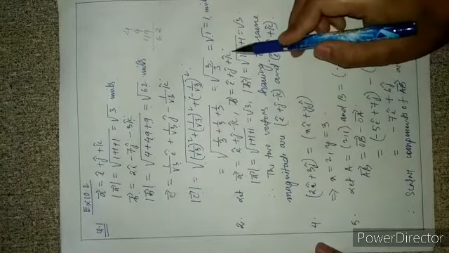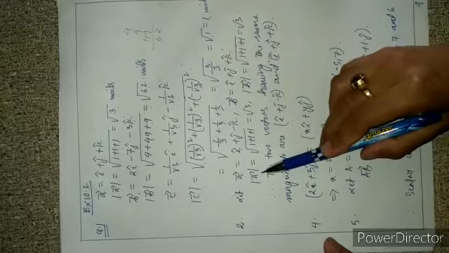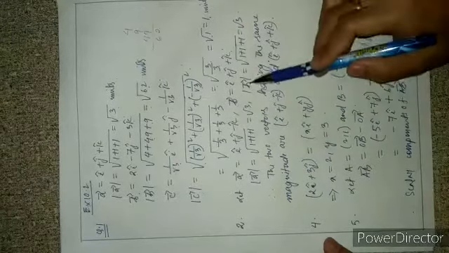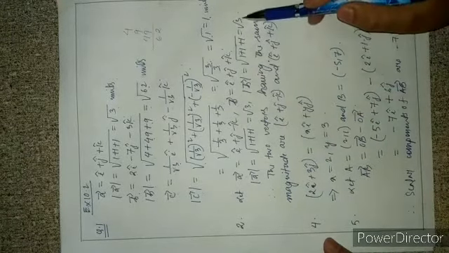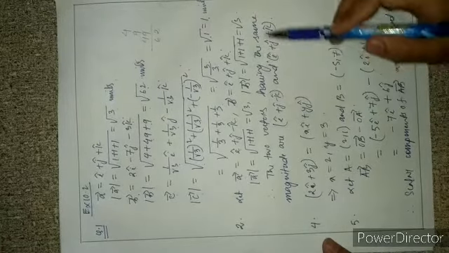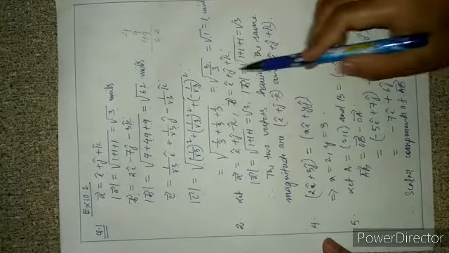See, the coefficients are the same, only the signs differ. Magnitude of A is root over 3. Magnitude of B is equal to root over 3. Therefore, the two vectors having the same magnitudes are vector A and vector B.